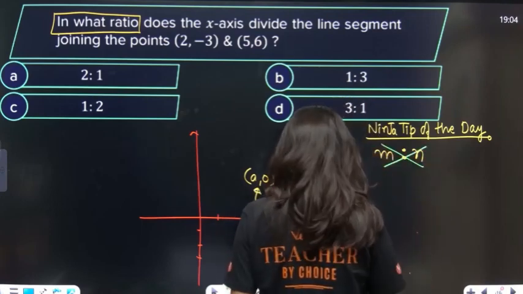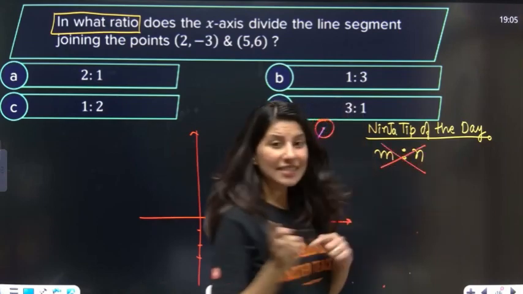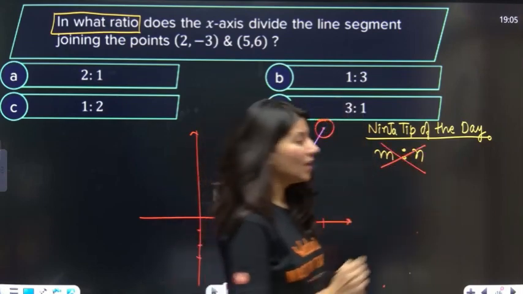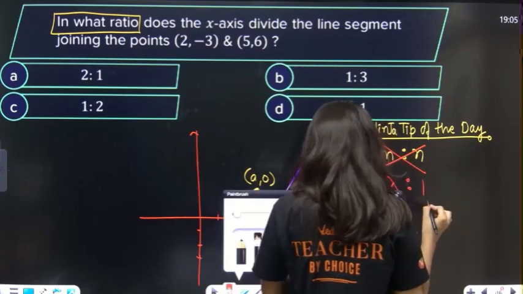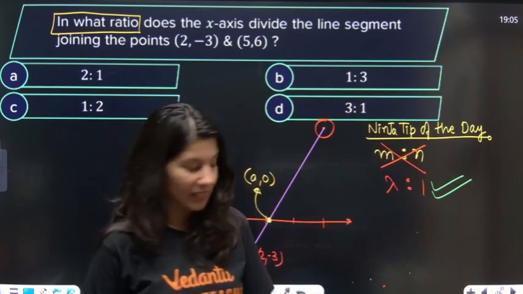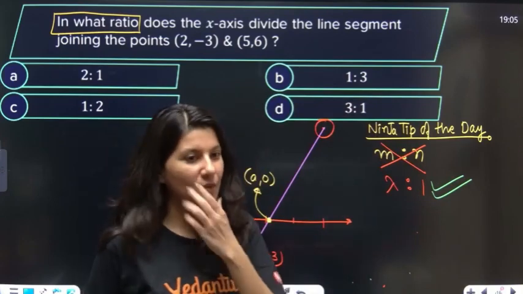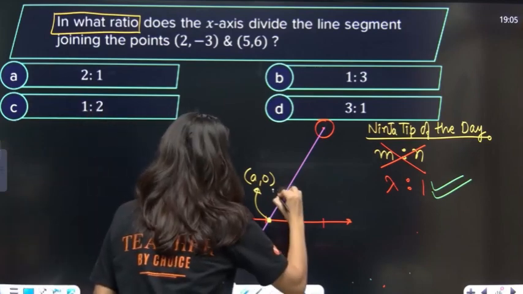So smartly, what you have to do is, instead of assuming m is to n, assume lambda is to 1 as the ratio. This is the Ninja tip of the day. So let's get back to this question. This is your lambda and this is your 1.